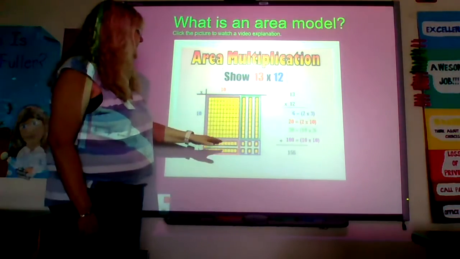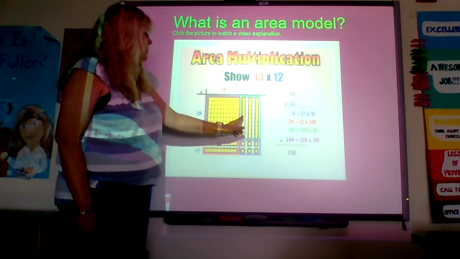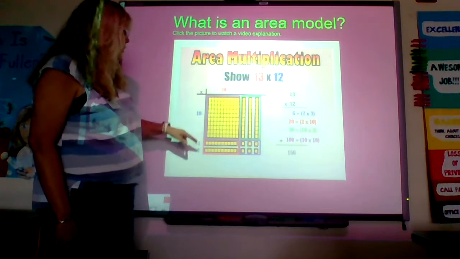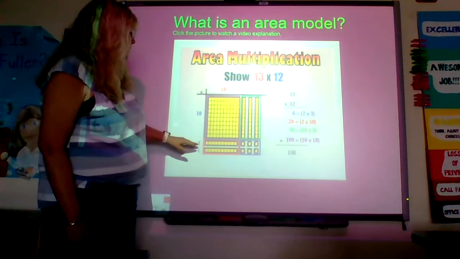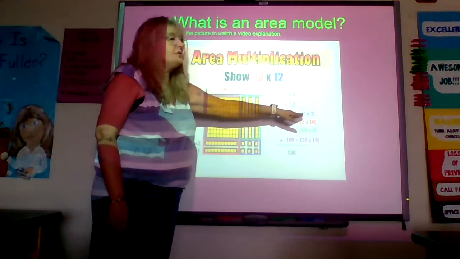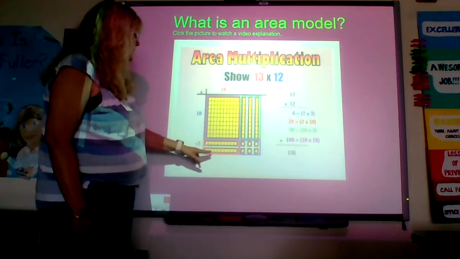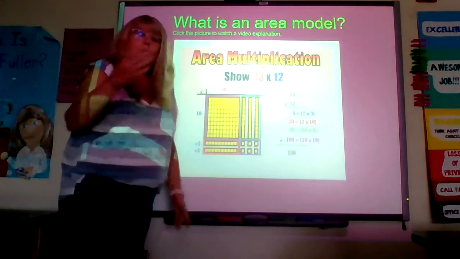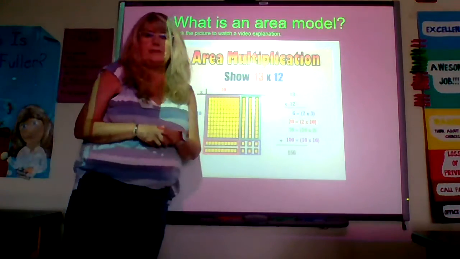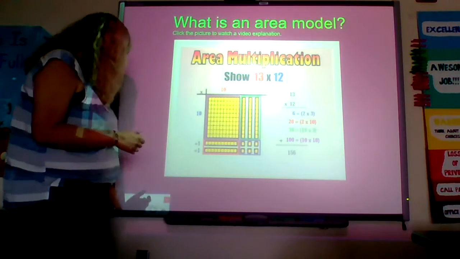We know 3 times 10 is 30, so 10, 20, 30. Here's your 10 times 3. And we know that 2 times 3 is 6, and so we have 6 right here. And then we know 10 times 2 is 20, and when we add all these sections up, we come up to 156. So this is one way to find an answer to a multiplication problem.